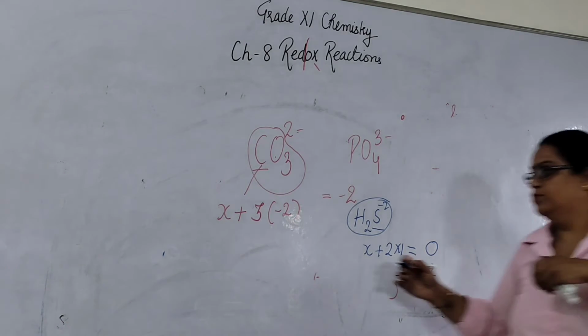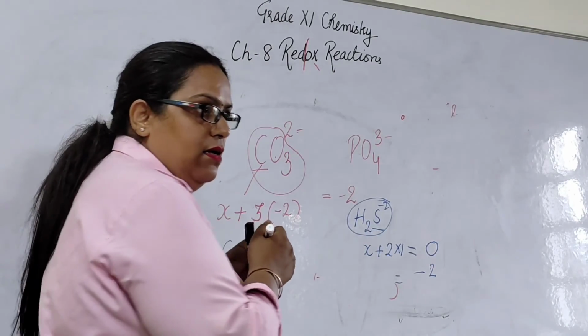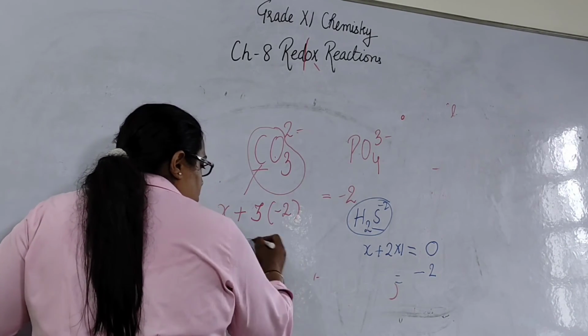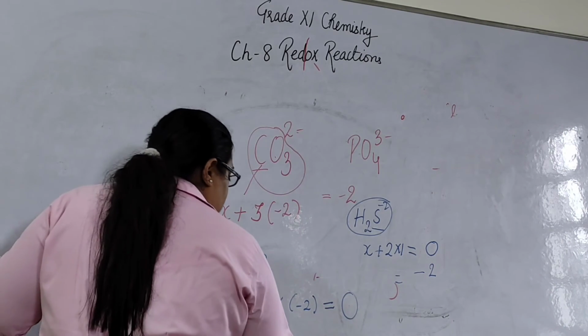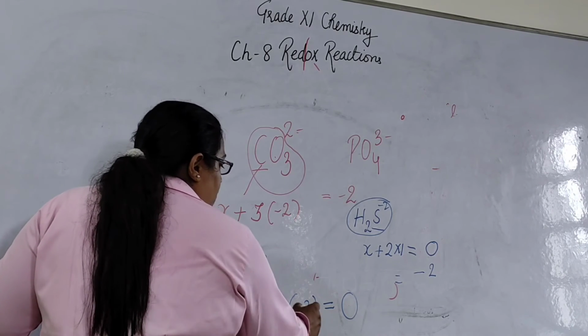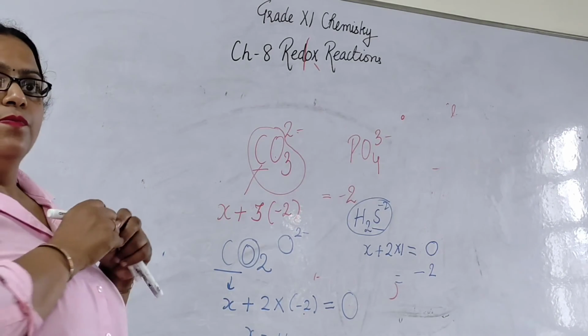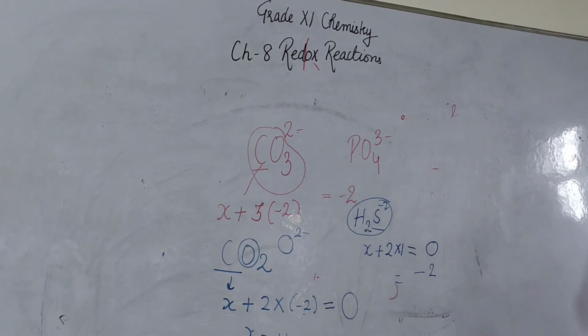Likewise in CO2. Suppose we want to calculate the oxidation number of carbon, assuming X plus 2 into -2 will be equal to 0. X will be +4. Why -2? Because oxygen always carries -2. Fine? In the next class, we will discuss the average oxidation number. These are the general rules for assigning oxidation number.